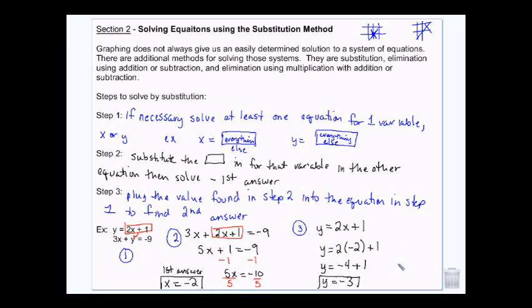So my final answer is the ordered pair negative 2, negative 3. This is my final answer. That's the solution to the system. I found the x and I found the y.